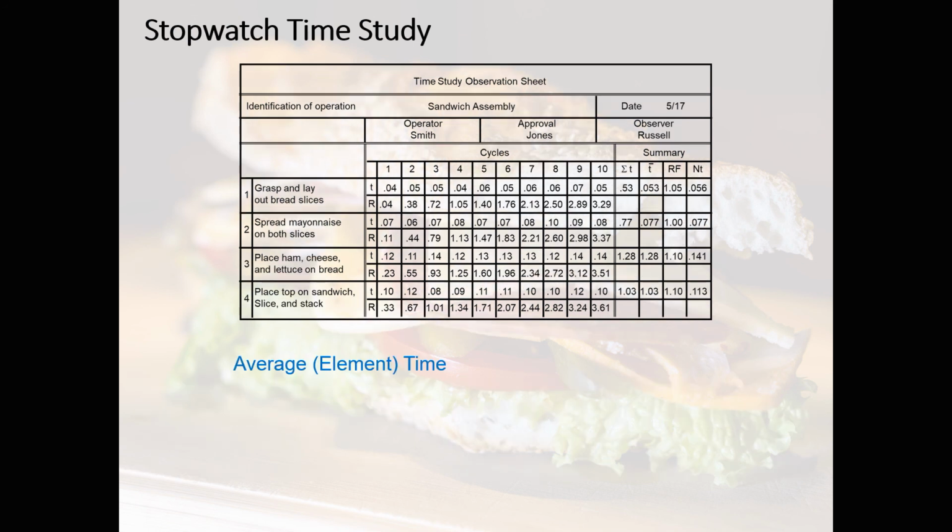Let's calculate the average element time, which is the T-bar. So what we're going to do is have T-bar equals the sum of T, which is all of our element times through all 10 cycles, divided by the number of cycles.